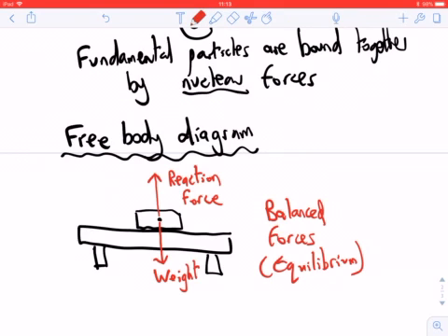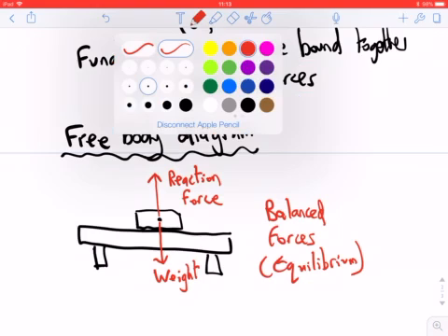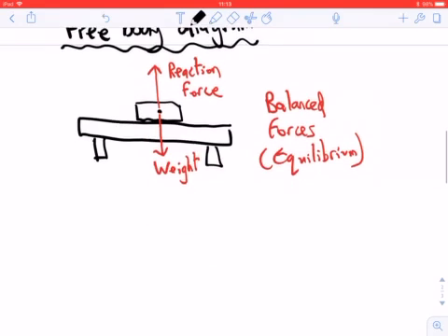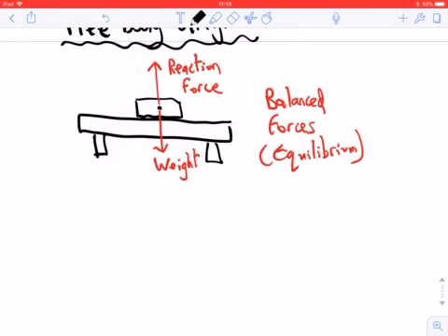So you'll notice on my diagram I've drawn the forces using arrows, and the arrows show the direction of the force, and also the length of the arrow shows us the size of the force. Now we sometimes have more than two forces. We might have, for example, an aeroplane in flight, and the aeroplane is going to have a number of forces which are acting on it.